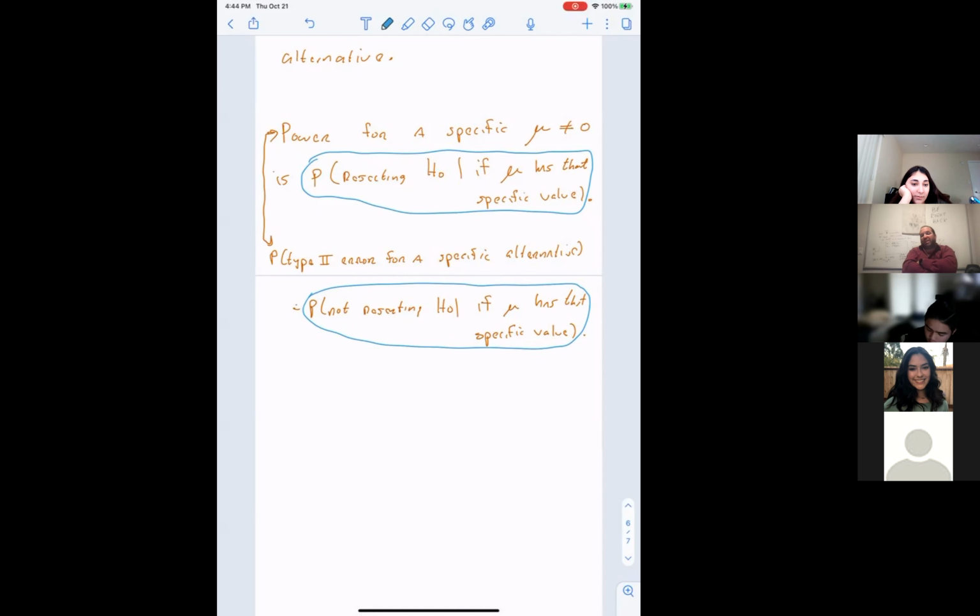The probability of rejecting H naught if mu has that specific value, the probability of not rejecting H naught if mu has that specific value. There's a deep connection between them. Anyone see it? Well, yes, that's the given, right? It has that specific value. But the question is, what's the numerical relationship between these two probabilities? The probability of rejecting H naught given that condition and not rejecting H naught given that condition.